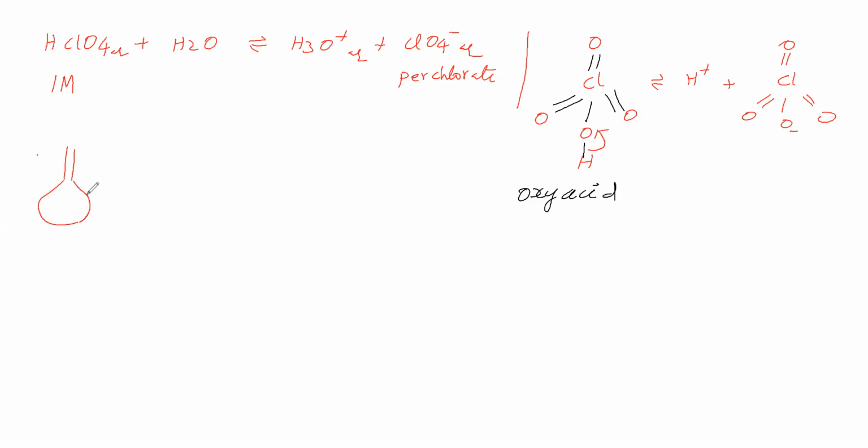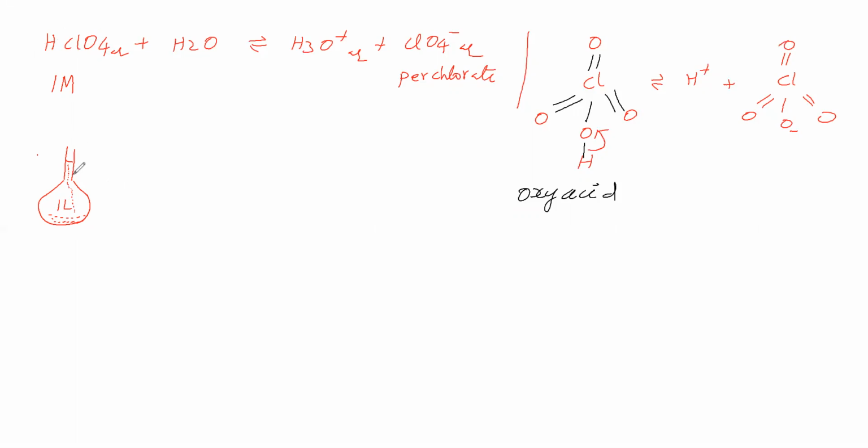In the standard flask a mark will be there, and here 1 liter will be engraved. That means it is a 1 liter standard flask. Now we have to take 1 mole of perchloric acid and put it here. Then add water. Go on adding water till the water comes near this mark.